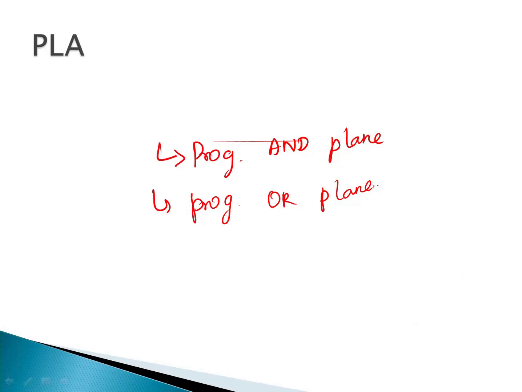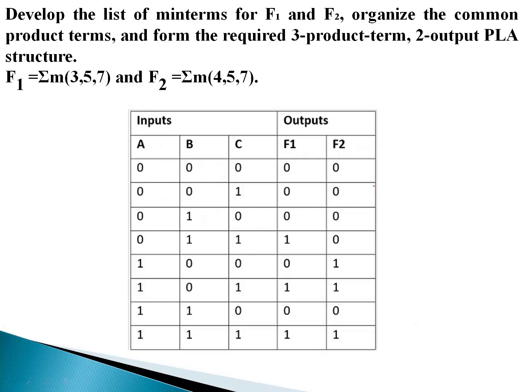So now let us move to the given problem. Develop the list of minterms for F1 and F2. Organize the common product terms and form the required three product terms to output PLA structure. That means we need to form a three product term and two output PLA structure.